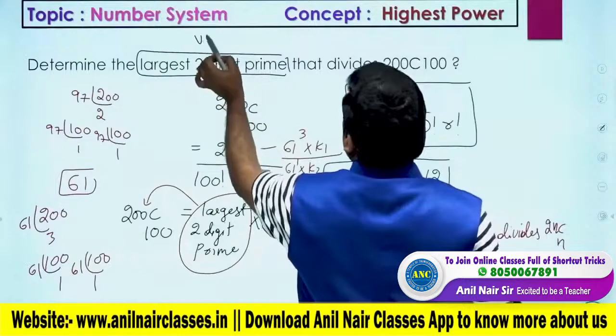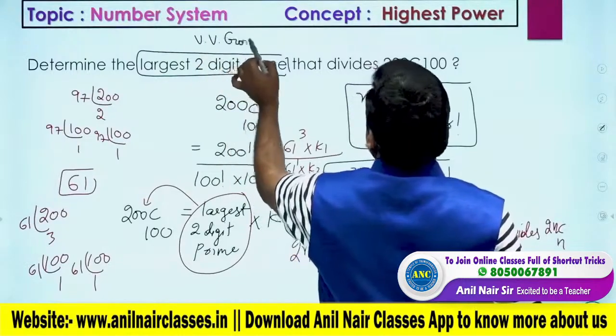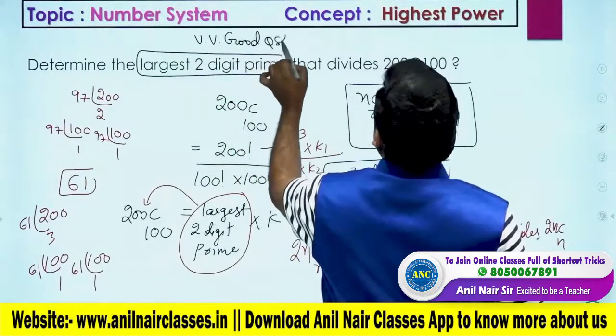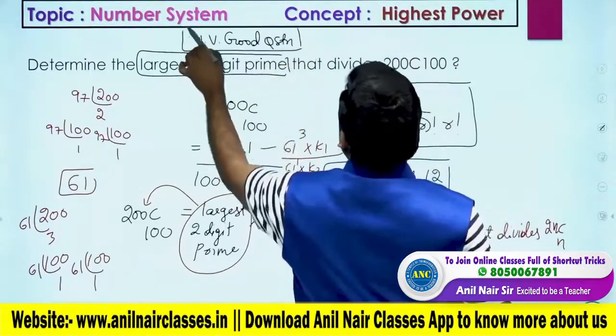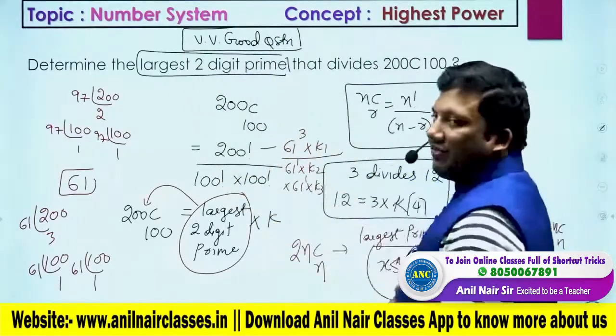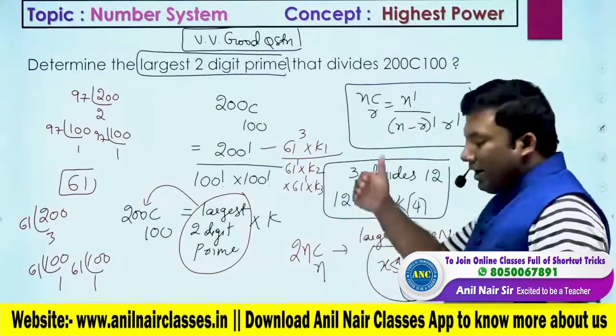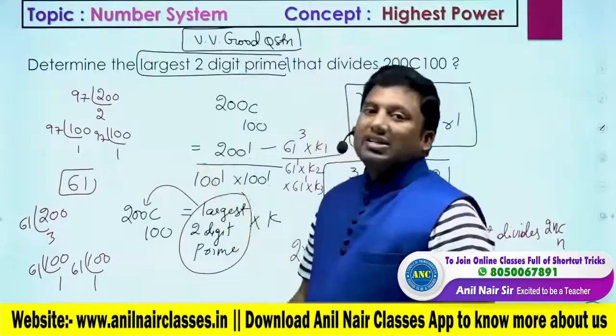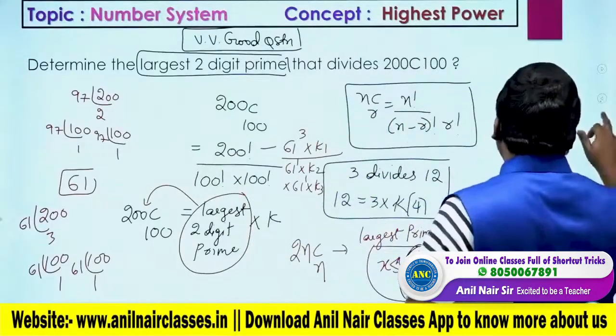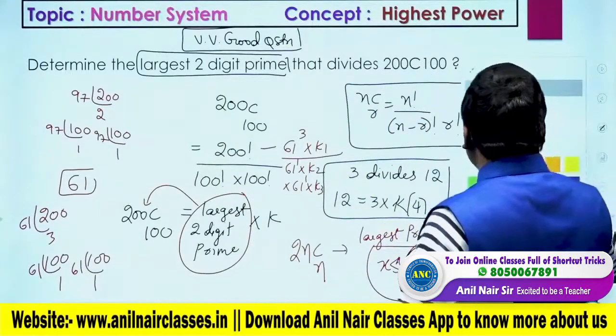Very, very good question for you to understand how to trace the largest 2-digit number which is a factor of 200C100. Any prime number greater than 2n by 3 gets divided out automatically. I hope it is clear. Next one.